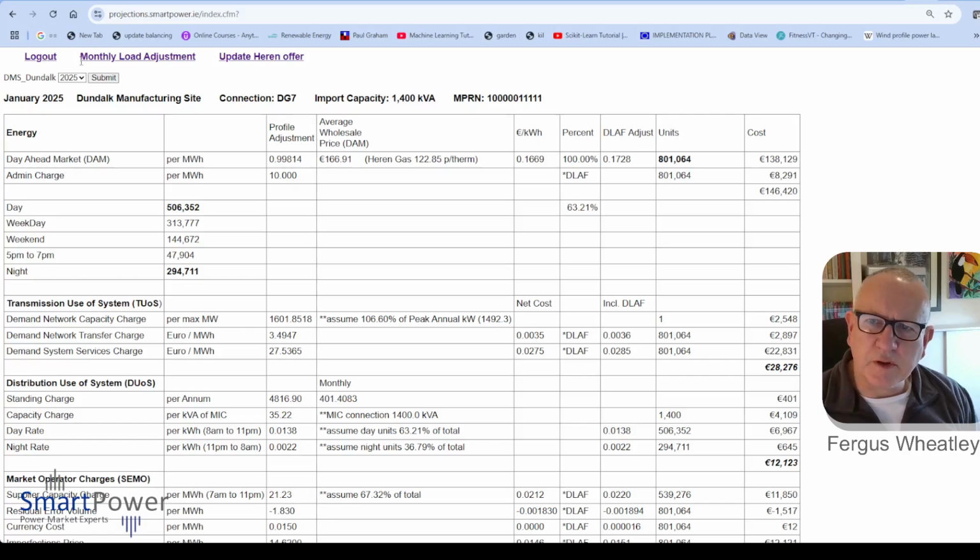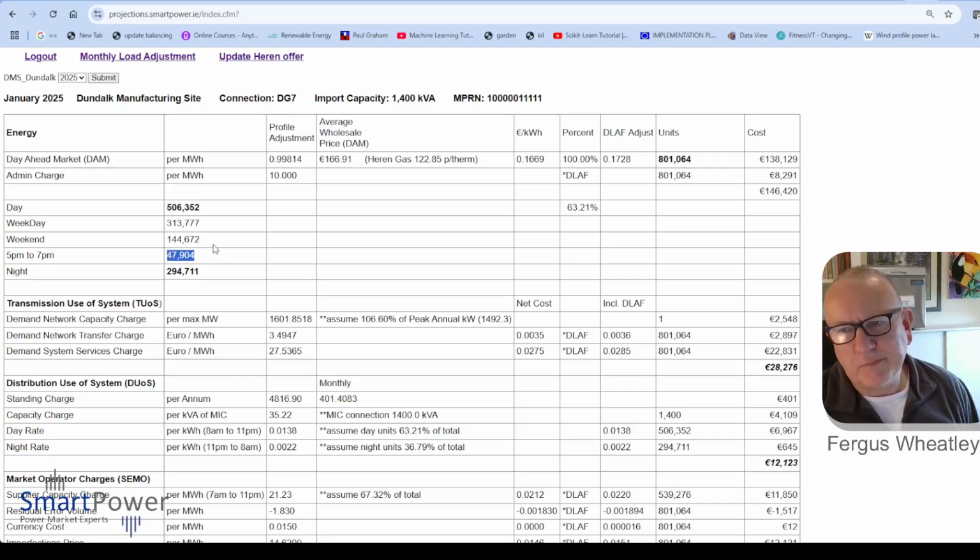So we're just going to log in here, and I essentially take the ESB monthly MRSO data going back years, and from that I can work out what the profile is. That is how much electricity you use in each hour and each day over the whole year. So that allows me to say, all right, there's this many units in the day, this many in the weekend, this many in the evening peak, etc.